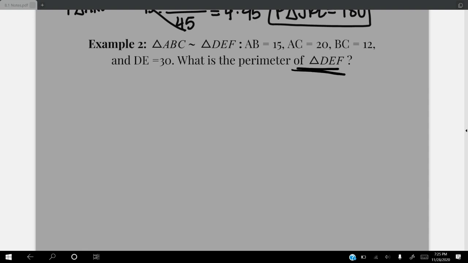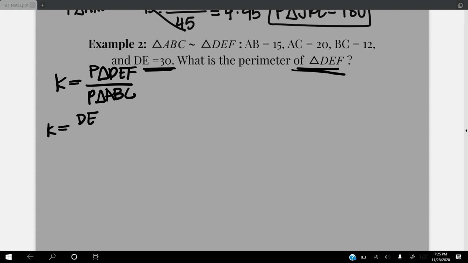So again, start out with your scale factor, put whatever you want on top. So we're trying to find the perimeter of triangle DEF. We put that on top over the perimeter of triangle ABC. Okay, in this problem, we don't know either of the perimeters yet, so we're going to go off what they give us. Okay, the only information we know about triangle DEF is that DE is going to be 30. So we're going to put DE up at the top, and we have to use our similarity statement to see which other side length we're going to use.